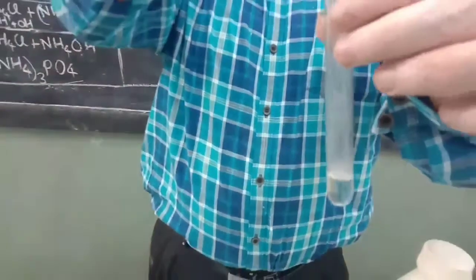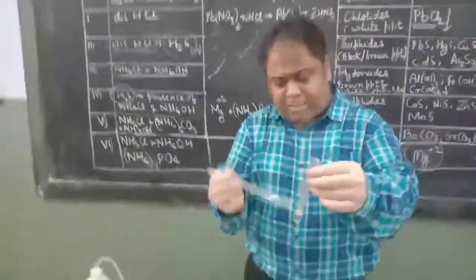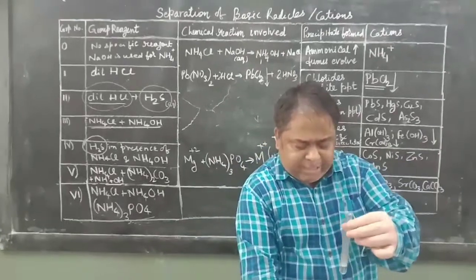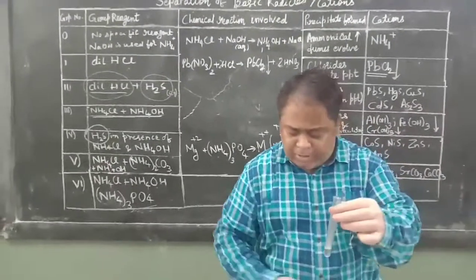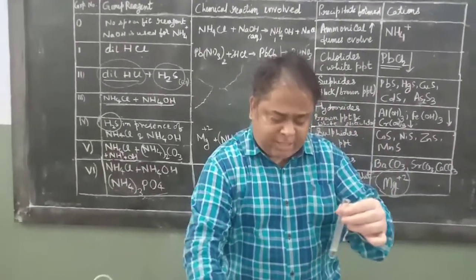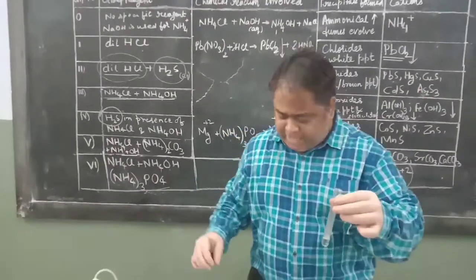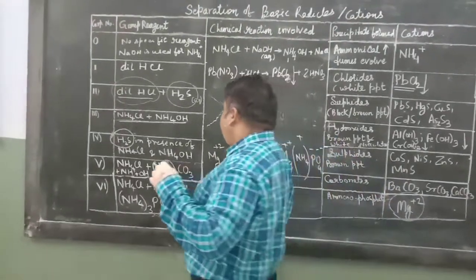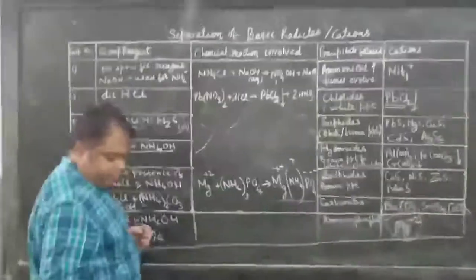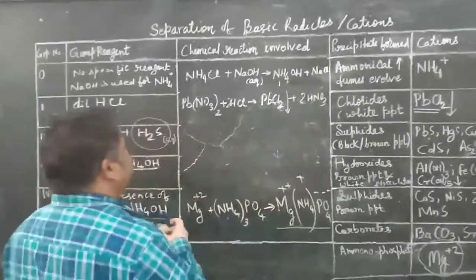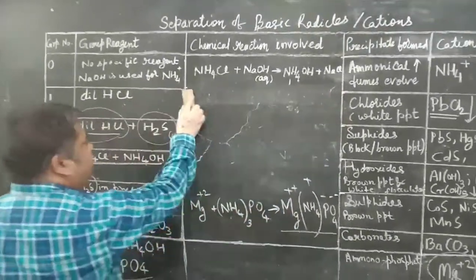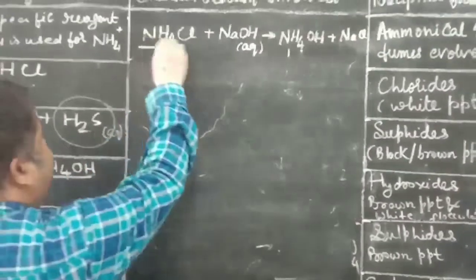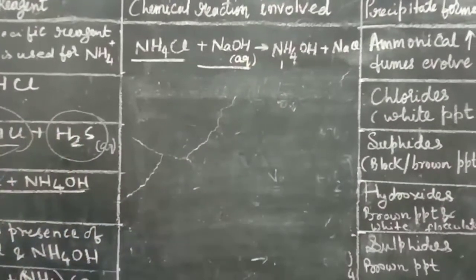So this white fume which has come is nothing but ammonium chloride. A reaction can be inferred to take place only when these changes occur: change in smell, change in color, change in state of matter, evolution of gas. So we have seen that I treated the ammonium salt with sodium hydroxide.